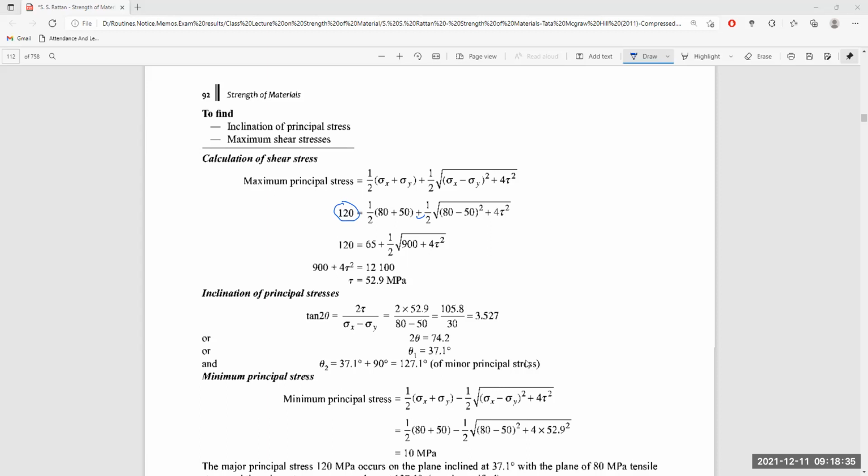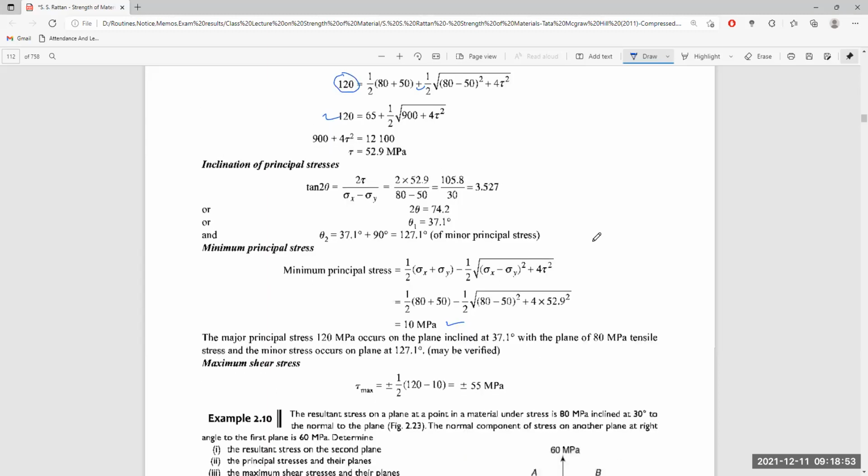So for the minimum principal stress, we have to use the negative sign here, while we know tau now, and sigma x and sigma y, so put all these values. The minimum principal stress will be minus 10 MPa, while the maximum principal stress is given as 120. The maximum principal stress is inclined on a plane at 37.1 degrees with the plane of 80 MPa on the x-axis, and the minor principal stress is inclined at 127 degrees with the x-axis.